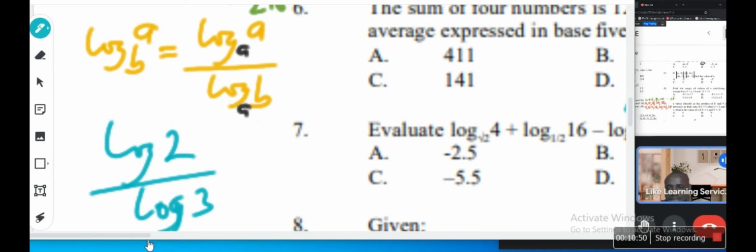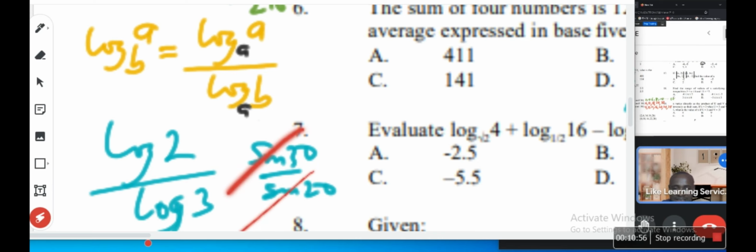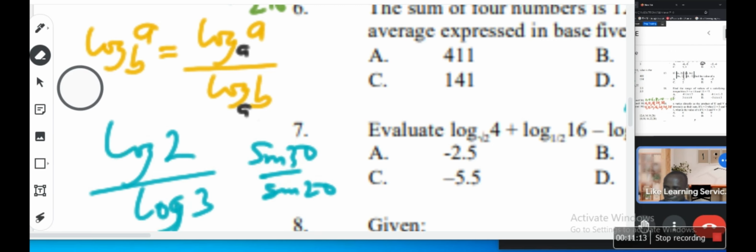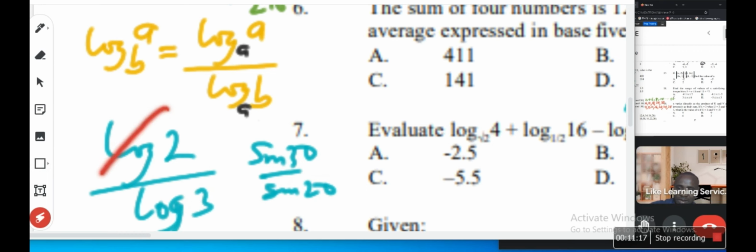It's just like you cannot say sine 30 over sine 20, can you just cancel out sine? No, you can't. Sine 30 is together, sine 20 is together, so you can't cancel out sine and sine, the same way you can't cancel out log and log. I'm happy that you asked that question. You cannot cancel out log and log.